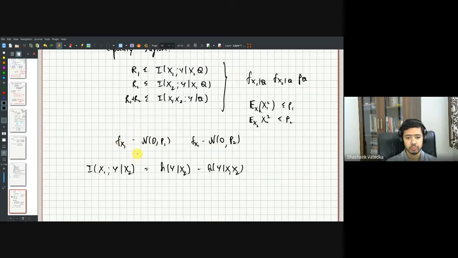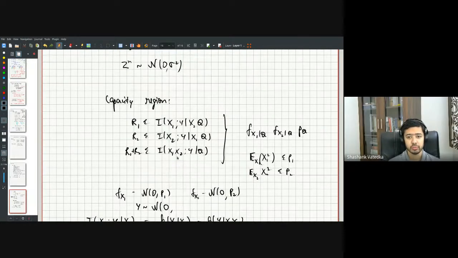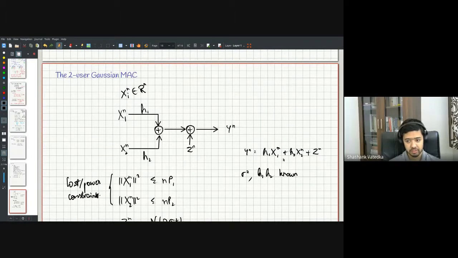And what can you say about y? What is going to be the mean and variance of y? Mean will be 0. And what about the variance? This will be P1 plus P2. Are you sure? Remember, this is the channel, right? Sigma square plus P1 plus P2. Again, careful, look at the channel.